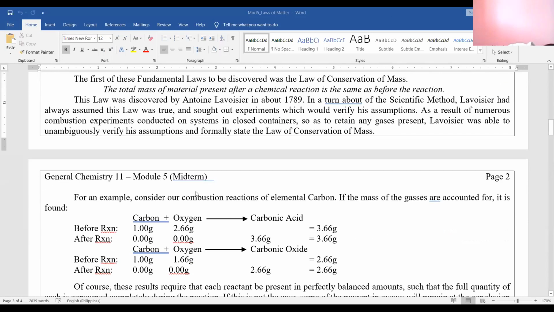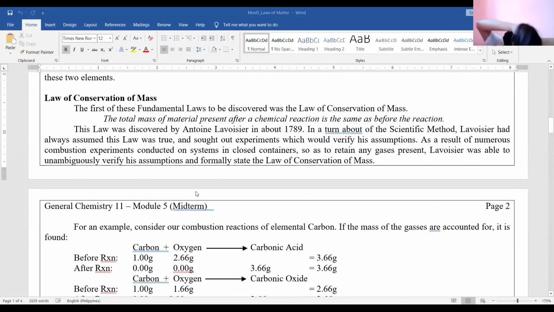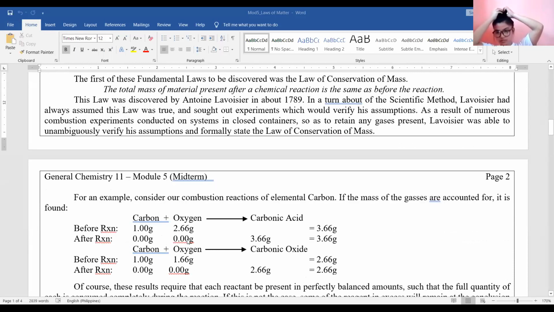So the law of conservation of mass states that the total mass of the material present in a chemical reaction is the same as before the reaction. In other words, whatever the mass of the elements, if you just add them all, it's also the mass of the compound. For example, here, class, in the first example, carbon is 1 gram, oxygen is 2.6 grams. So expected that in the final compound, the carbonic acid becomes 3.66 grams, the sum of 1 and 2.6.